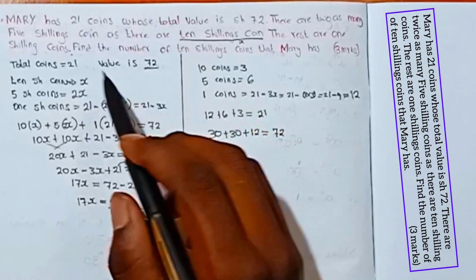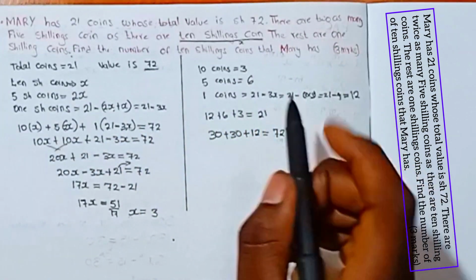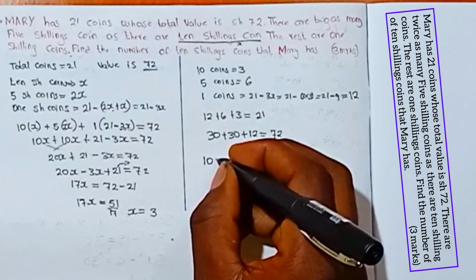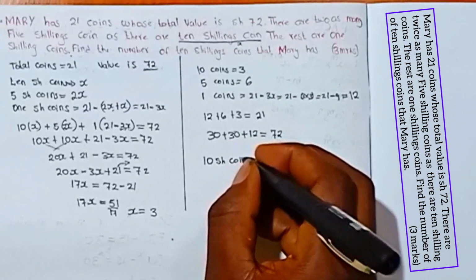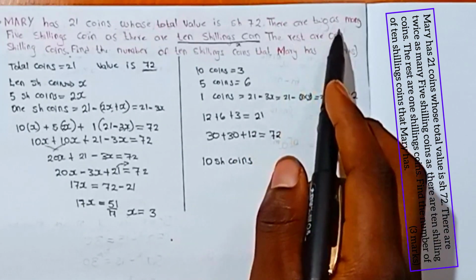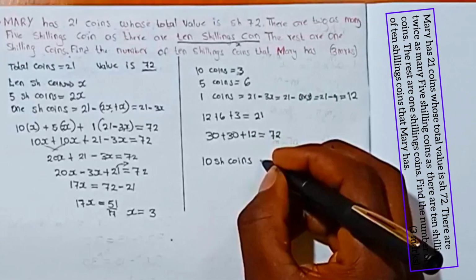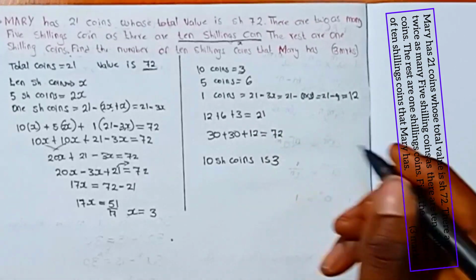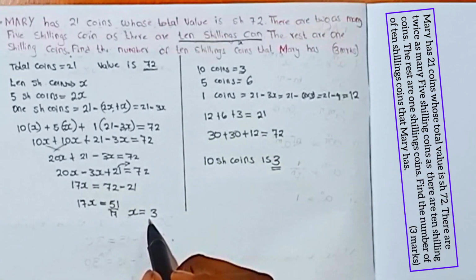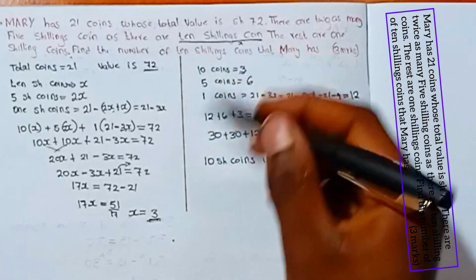So find the number of 10 shilling coins that Mary has. So the 10 shilling coins equal 3. This is the required answer. You can end your math here, but this is just to verify.